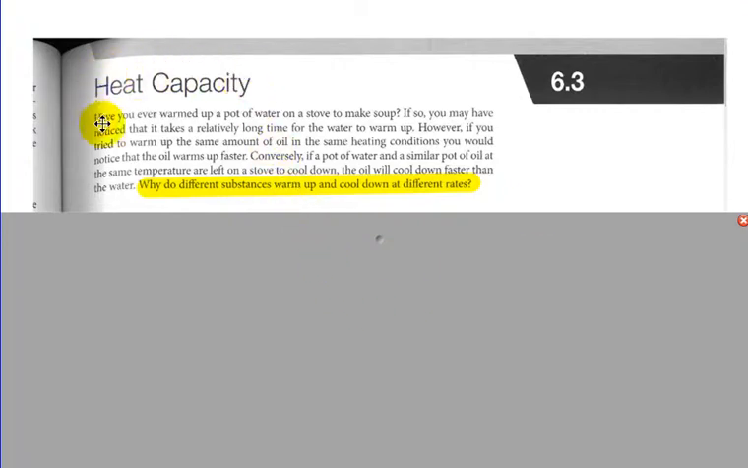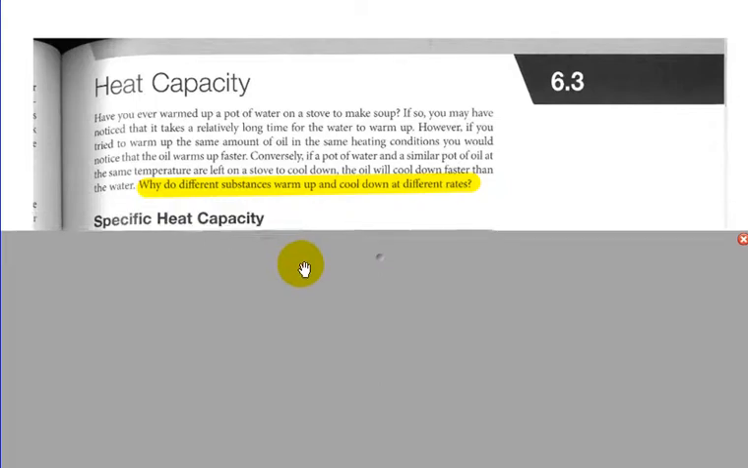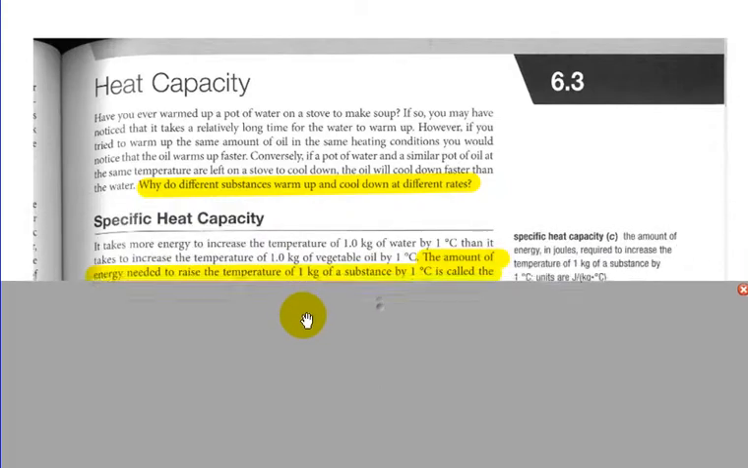So here we're going to look at heat capacity. It starts off by saying that if you're heating up oil on the stove versus water, of course oil heats up a lot quicker than water. So we're taking a look at reasons why. Why does a substance warm up or, vice versa, cool down at different rates?